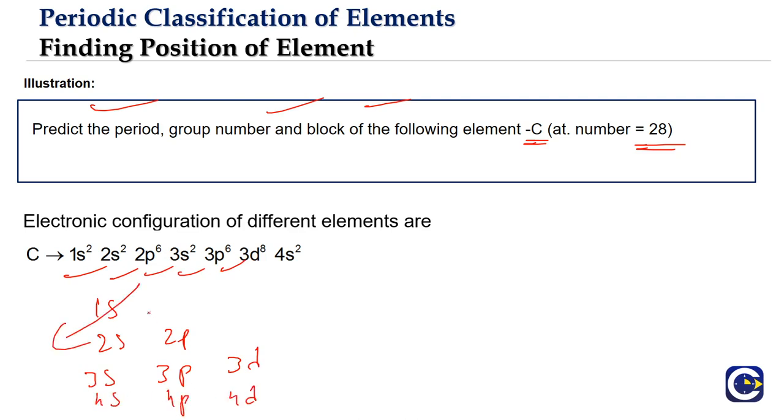Remember, first we will fill 1s, then we will fill 2s, then 2p, then 3s. Then we will fill 3p. After filling 4s, we will come to 3d. Okay. So we have filled 2 electrons into 4s, then we will start filling electrons into 3d.